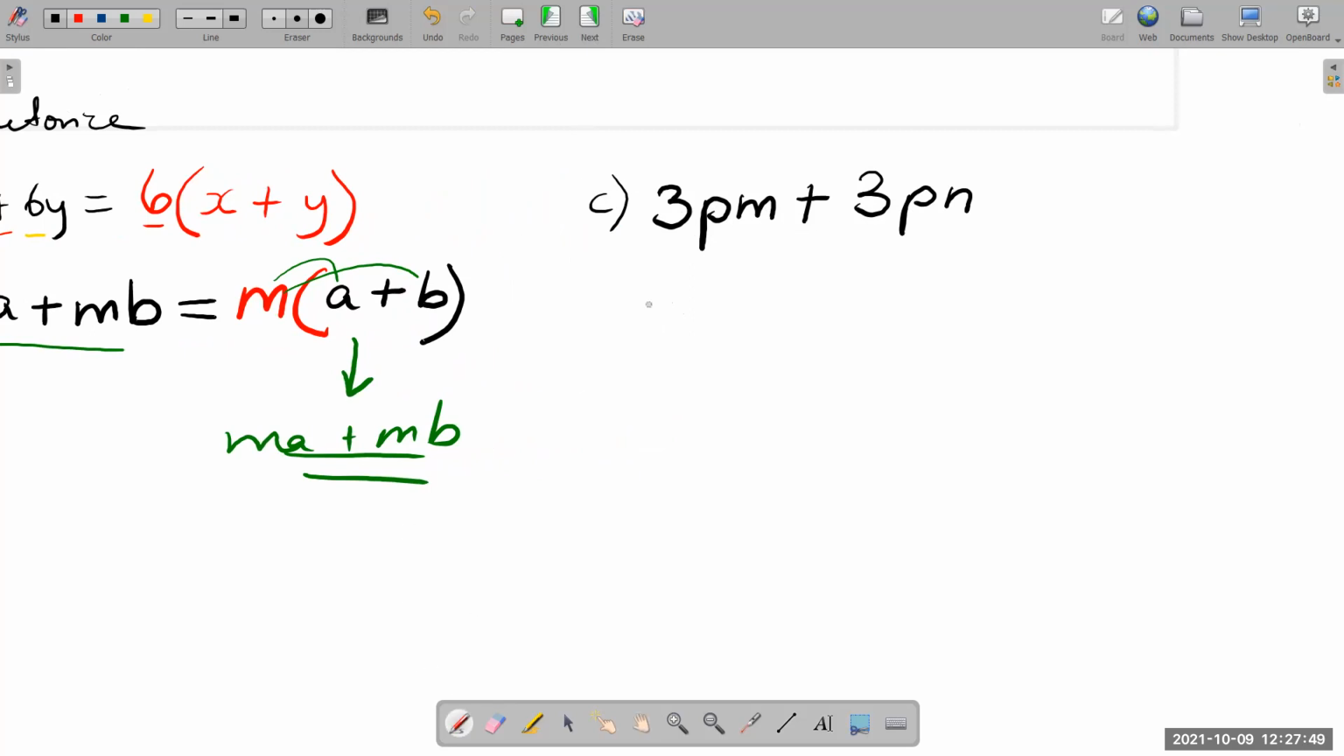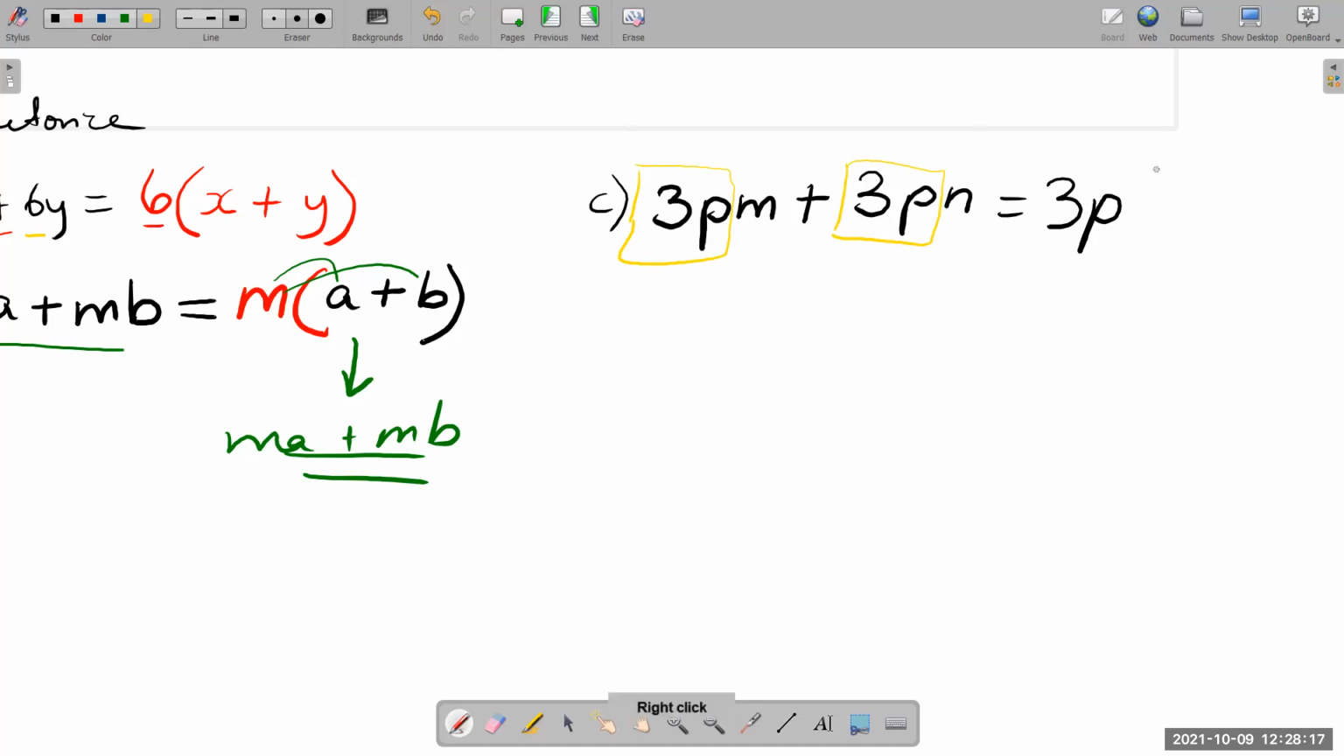So let's write what's common here. Both terms have what? 3. Both of them have what? P, so we could pull out P. That's the only common term that both of them have. So remember distribution, you have to find a common entity in both terms. That's why I can pull out 3P, because 3P is in both terms.